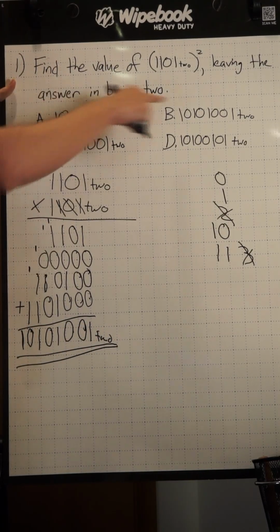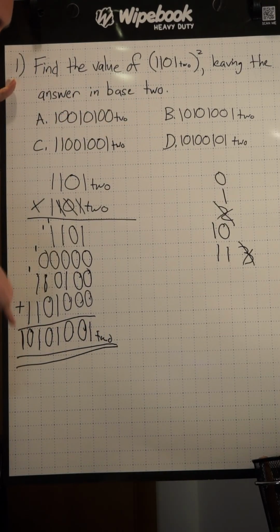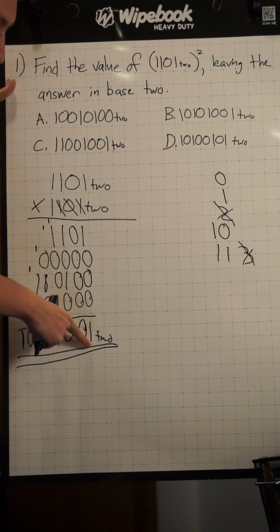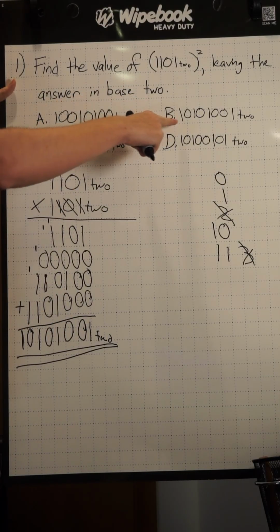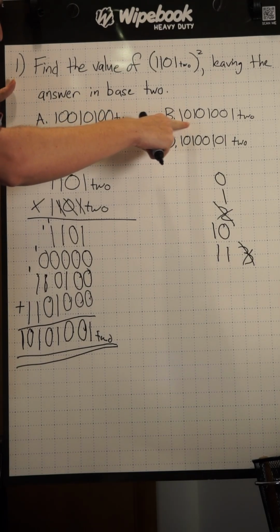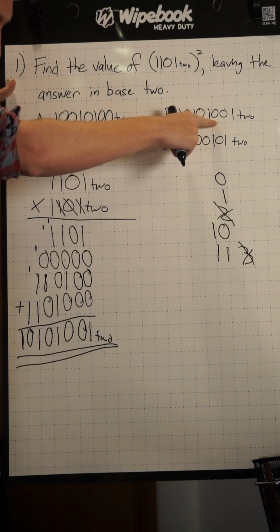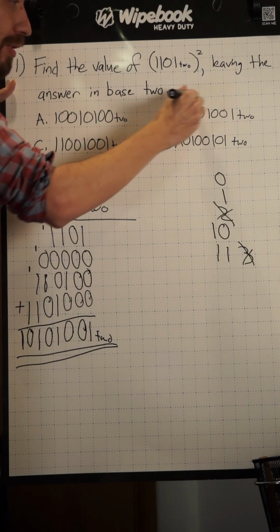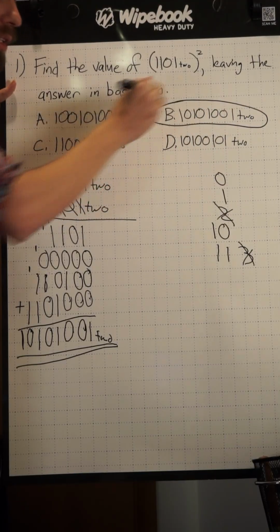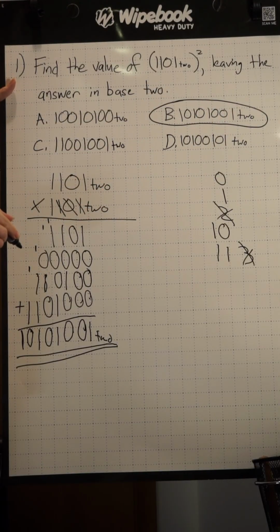Now we can see which one of these should be the correct one, right? We should get the number 1, 0, 1, 0, 1, 0, 0, 1. If we look up here, answer B, 1, 0, 1, 0, 1, 0, 0, 1. So answer B must be the correct answer. Okay.